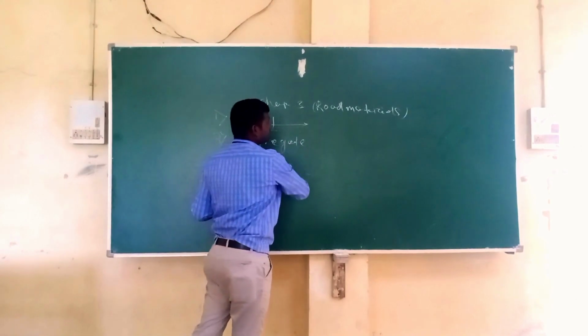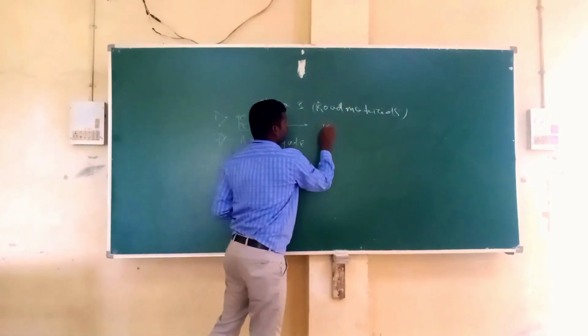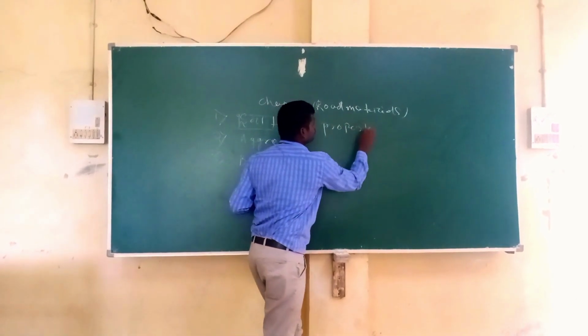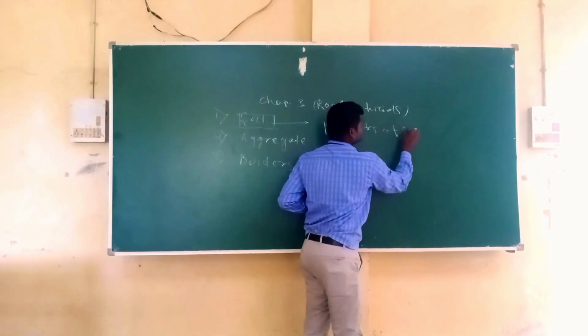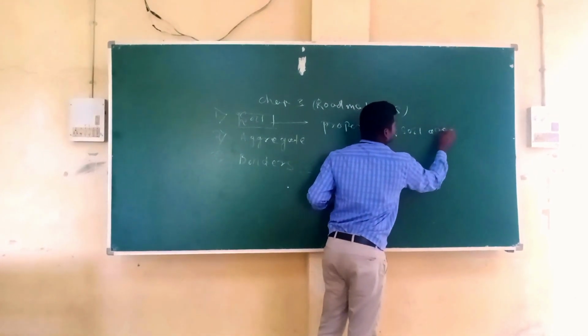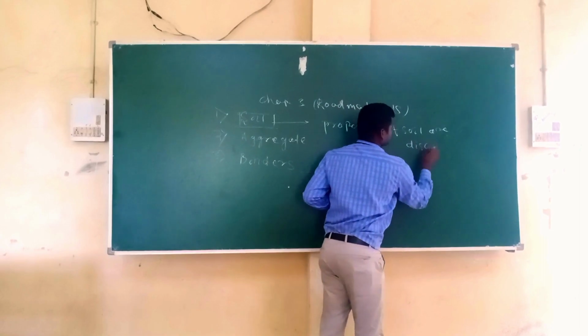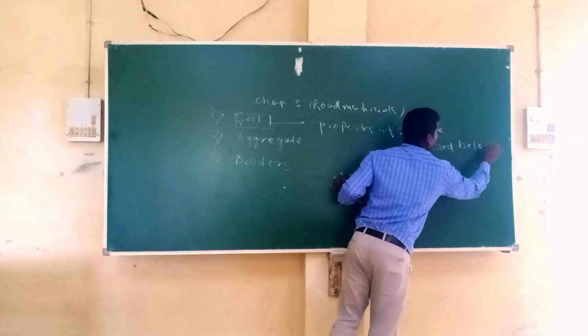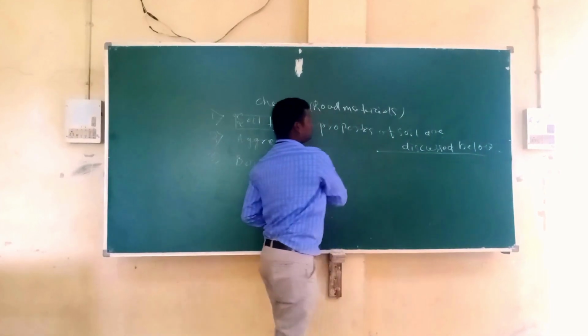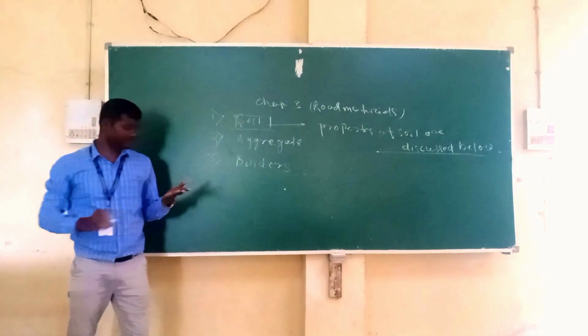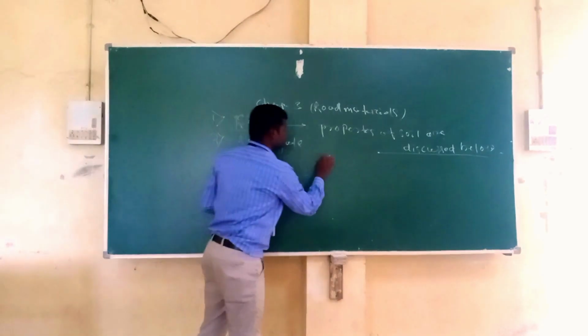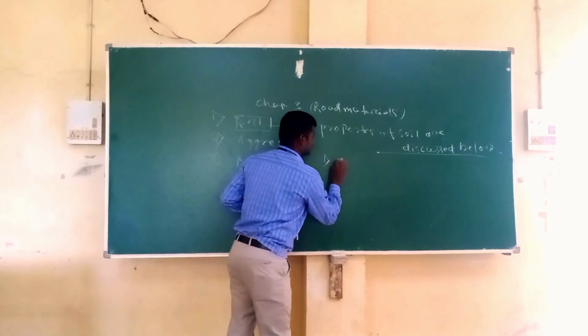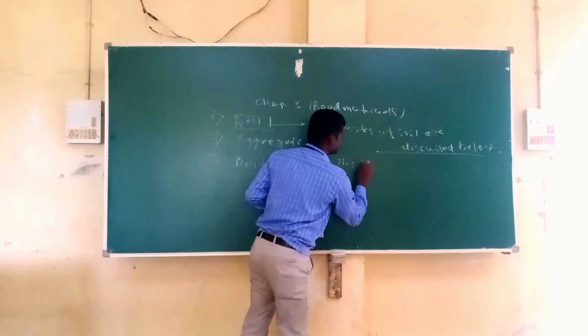Some properties are there in soil. So what are the properties of soil? That means first one here. Okay. It is permanent.